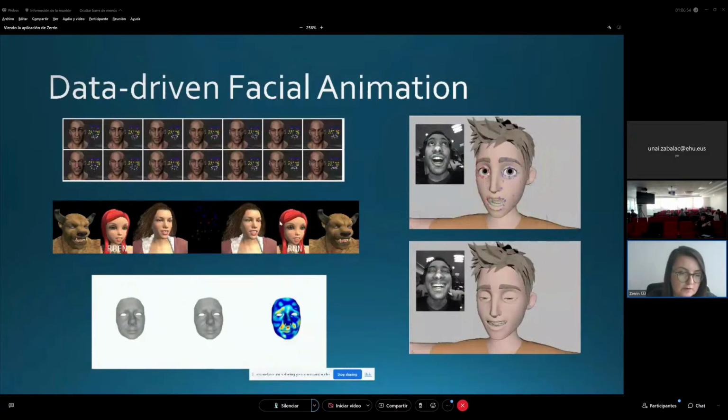I want to show you a short clip here. This is one of the latest works, which I haven't mentioned yet because we are in the process of publishing it at this moment. But what you will see here is, on the left, a neutral face. In the middle, you will see an expressive character. And in the last one, you will see the heat map that shows the difference between the neutral and expressive faces.